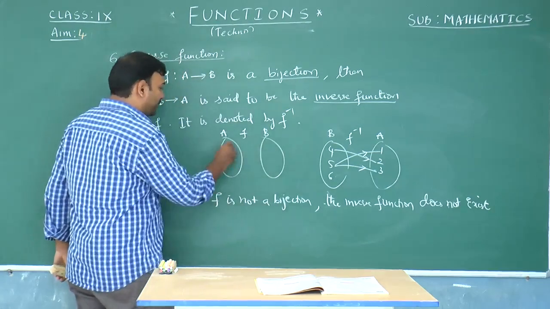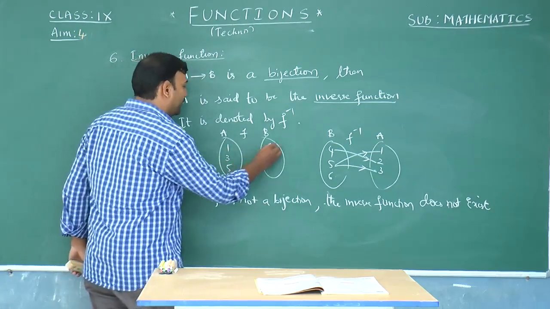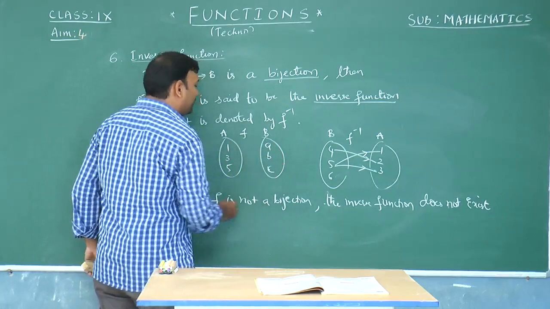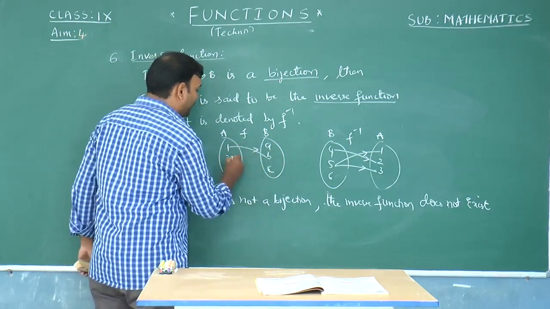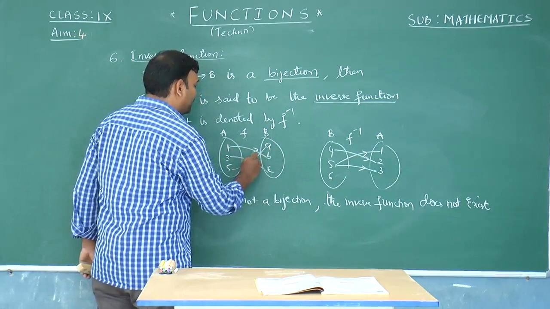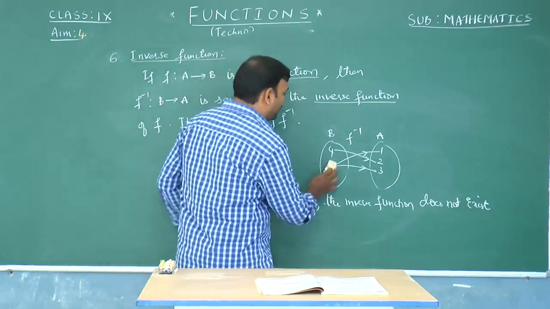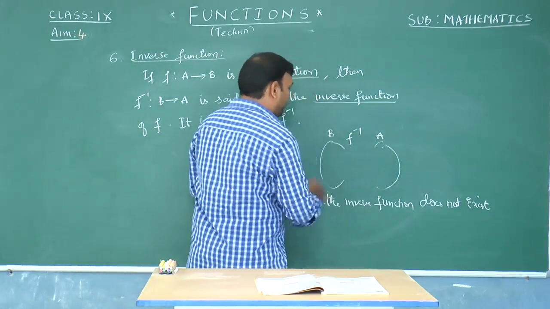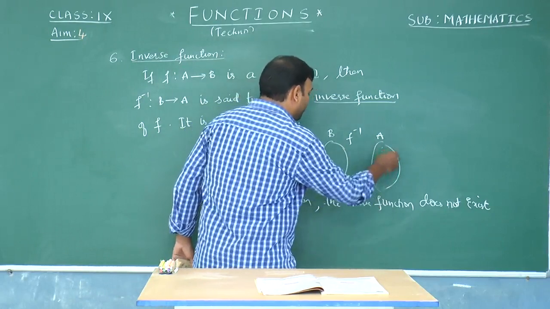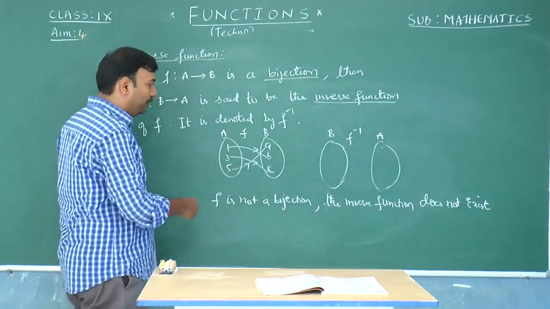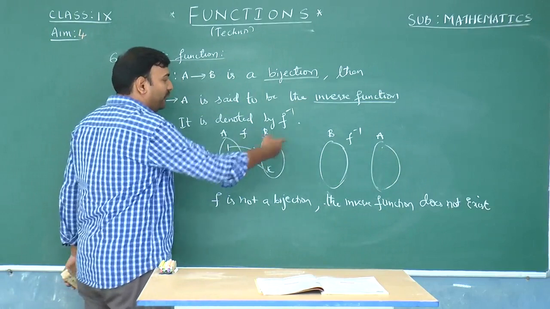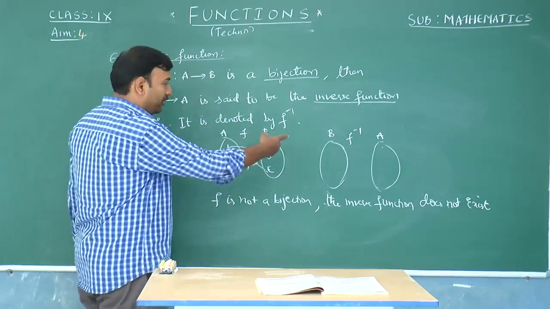To make it a bijection, we need to have an equal number of elements. Say I have 1, 3, 5 and A, B, C. Now 1's image is B, 3's image is C and 5's image is A. If I go for the inverse of the function, because it's a bijection, the inverse of the function is going to become a function, therefore it's going to be called an inverse function.